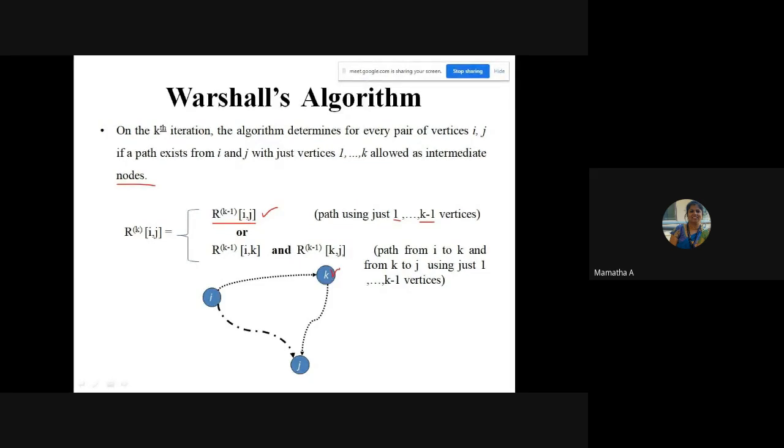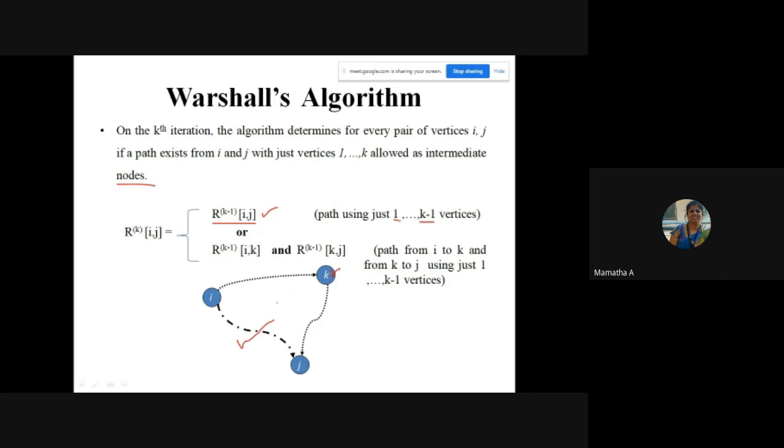That means there is a path from I to k, k to j, which indicates what? There is a path from which vertex? I to j. So you can observe now there is a path from I to k and there is a path from k to j, isn't it? Using the vertices 1 to k minus 1. It is just similar to telling A equals B, B equals C means A is equal to C.